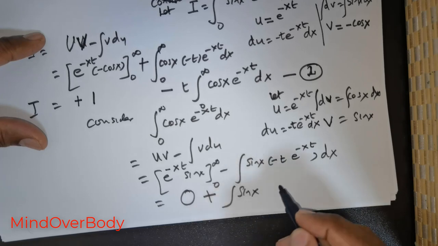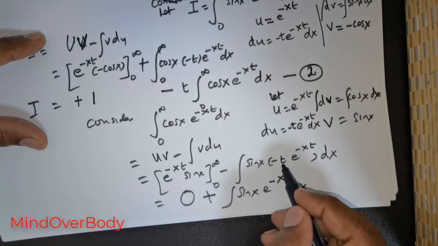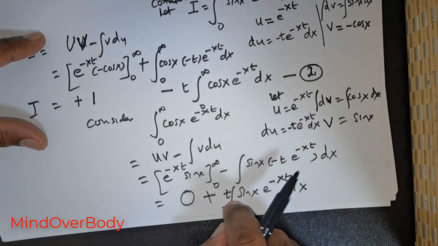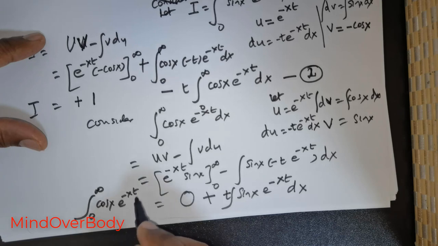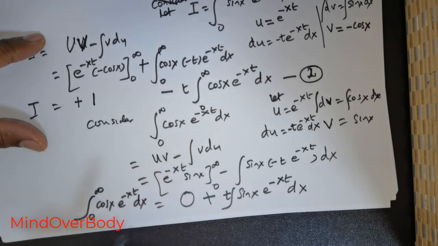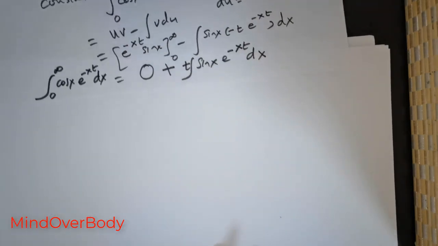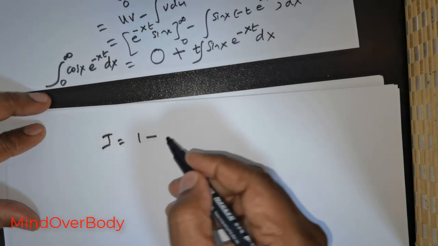Negative negative is positive, so the integral I'm going to write as sin x times e raised to the power of negative x times t dx. The t is constant, so you place that constant outside. So what is this? This is nothing but the integral from 0 to infinity of cos x e raised to the power of negative x times t dx. This value has been evaluated, so in place of this you substitute this. So go back to 2. What have you got? You got I to be equal to 1.